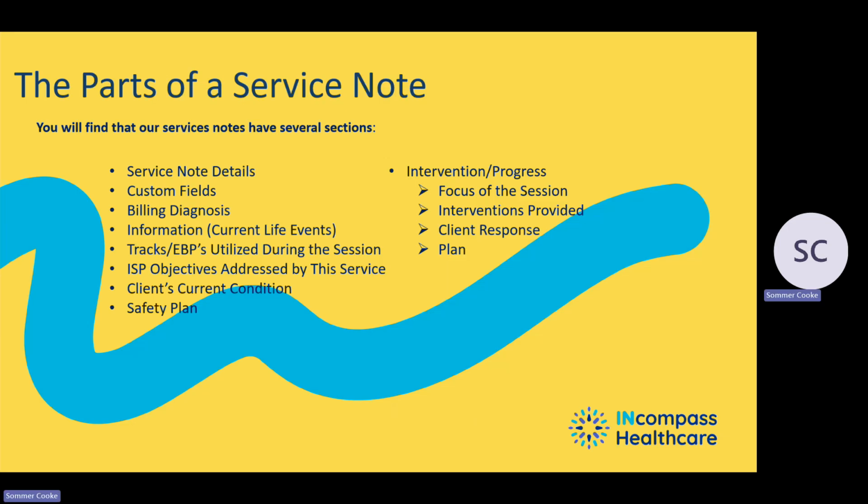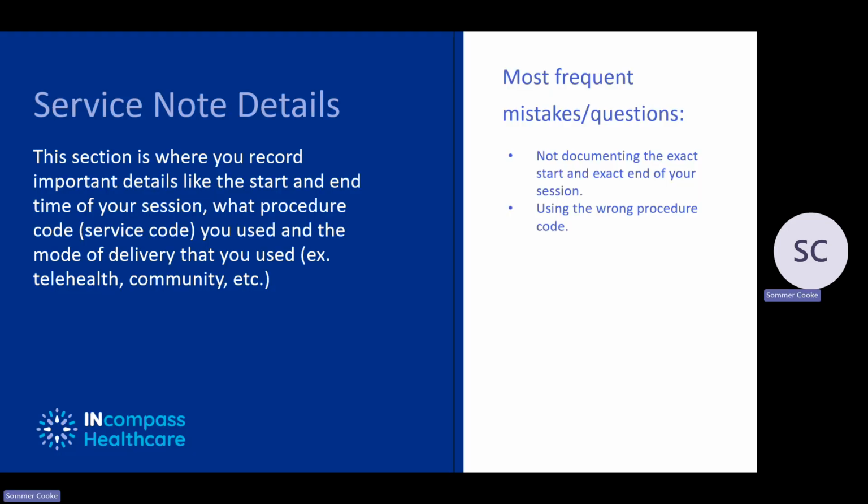At Encompass Healthcare, we've got several parts of our service note that we are going to review today. These are listed in the slide. The first part is the actual service note details. This is where you will find important details like the start and end time of your session, what procedure or service code that you used, and the mode of delivery that you're using. For example, is this a telehealth appointment? Is this appointment in the community, etc.? The most common mistakes made in this section are not documenting the exact start and end time of your session or using the wrong procedure code.